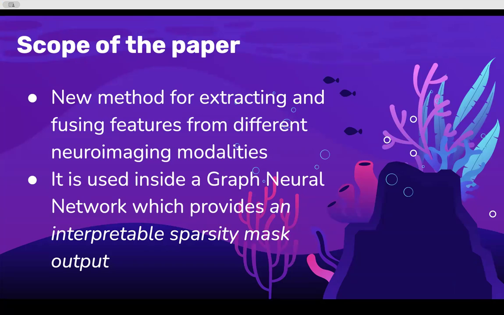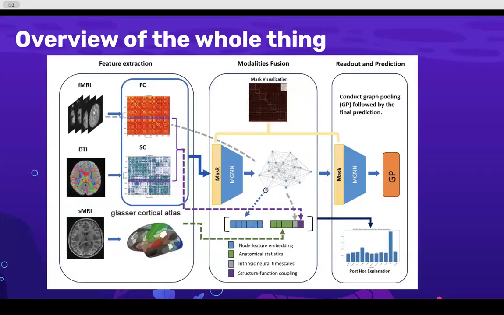And also they use it in what they say is an interpretable deep learning architecture for graph data. And they show some results that they claim are interpretable. I'm not sure if it is, but it's like 80%. So let's start with the overview of the whole approach presented in the paper.